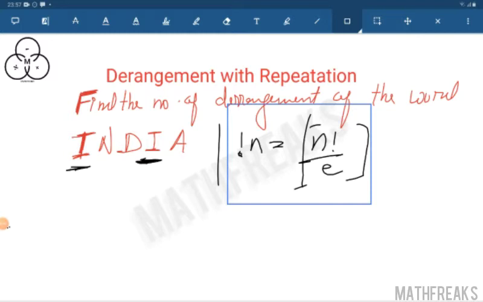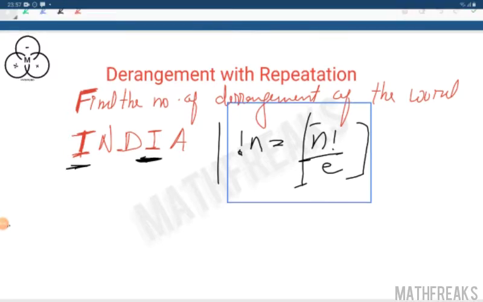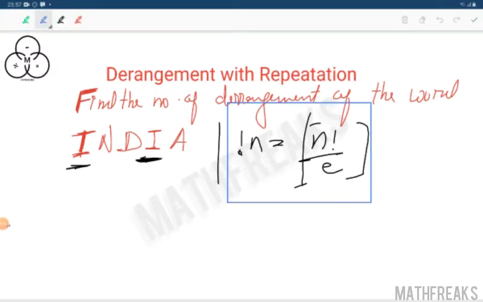But now in the word INDIA, there are certain obligations, so this is not the true case. So let's find the number of derangements. There are 5 letters, so this will be simply the derangement of 5. Suppose this I goes here, and all the remaining 4 are deranged.